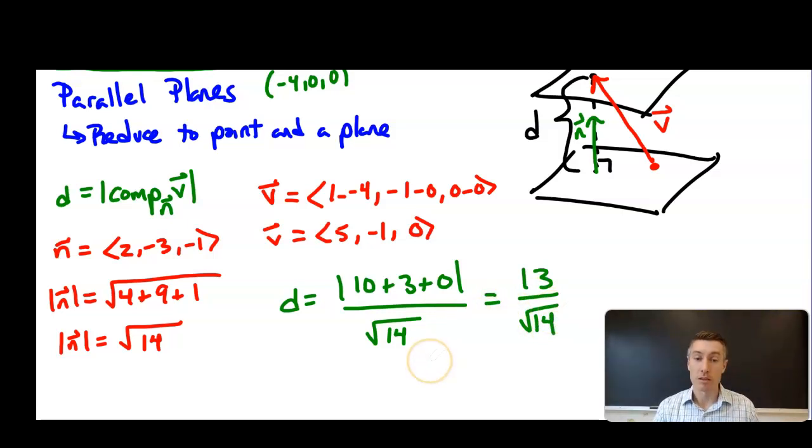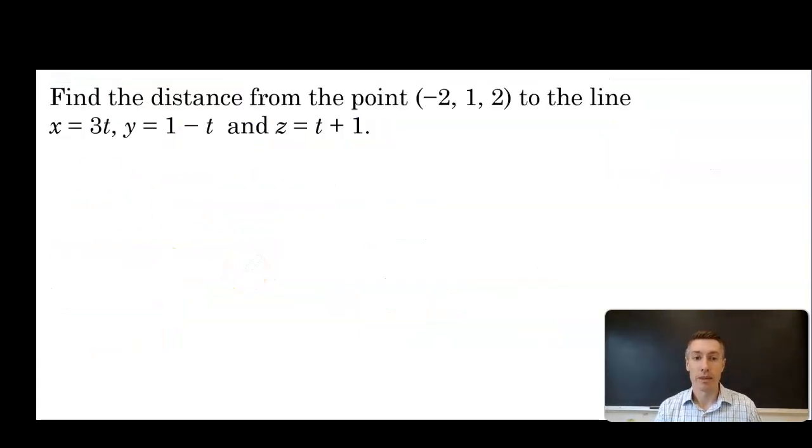Okay, so we just completed 2 different examples with 2 different given information sets, and we wound up computing them the same way, right? A point to a plane or a plane to a plane, we follow the same steps. Now, what if they ask us to find the distance from the point, -2, 1, 2, to the line, x equals 3t, y equals 1 minus t, and z equals t plus 1? So we don't have a normal vector, so we're going to have to make an adjustment to our approach here.